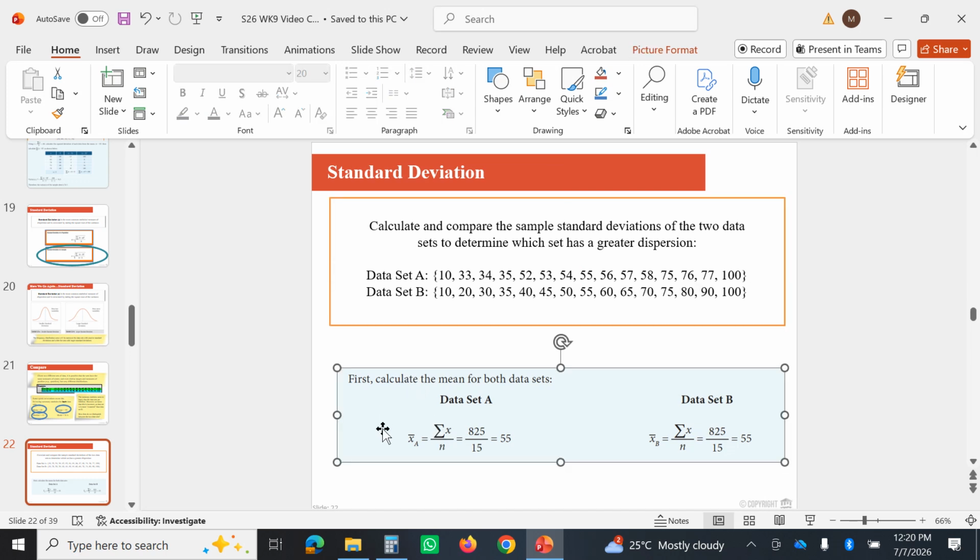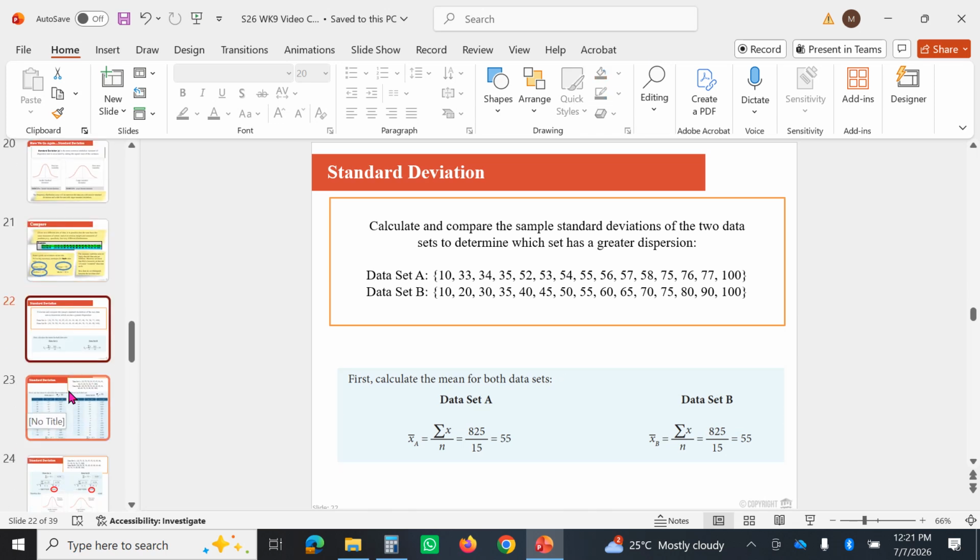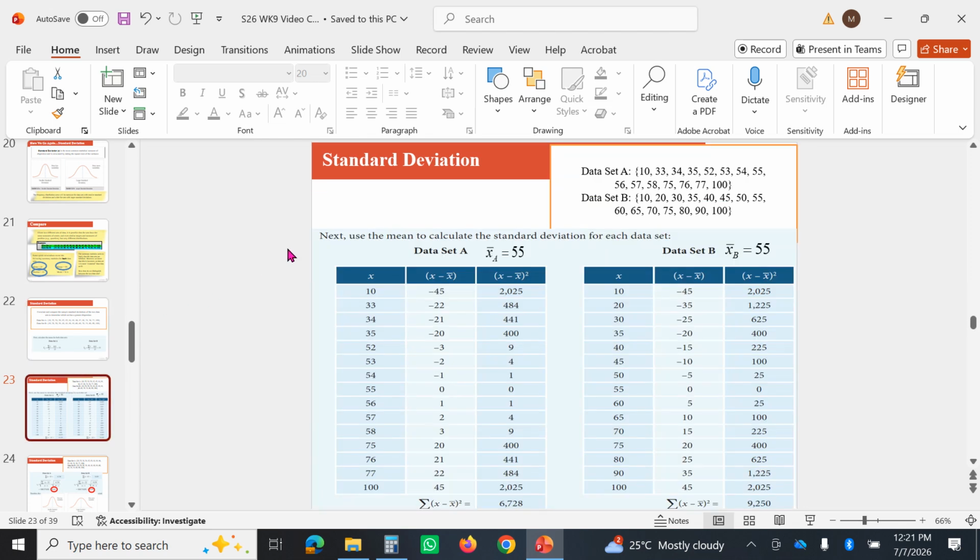So, first, calculate the mean of both data sets. 55 and 55. Same mean. Ooh, it's kind of freaking me out. Now, this is the work. When we're doing variance, this is where you're going to have to take the time. You're going to see a chart similar to this on the quiz that's out, and a very, very similar one on the test, where I will ask you to compare one data set against another.